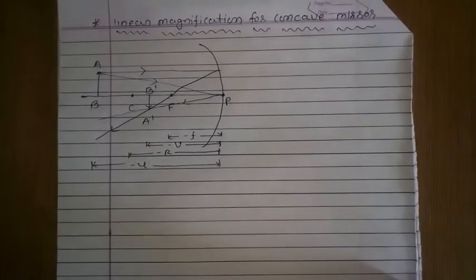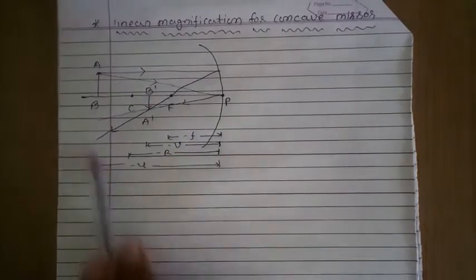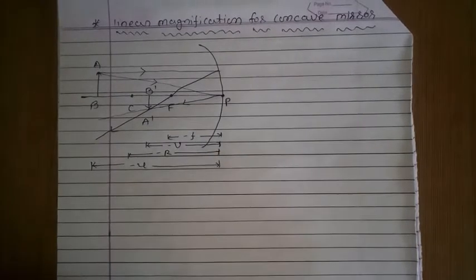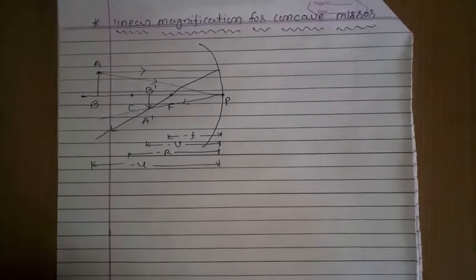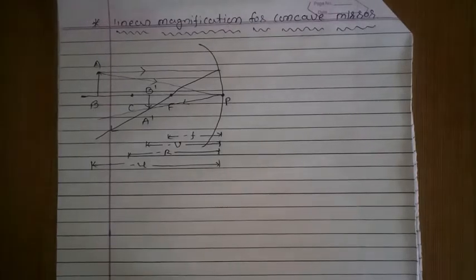Now we discuss linear magnification for concave mirror. See this figure; we have already discussed this figure in the mirror formula. This is the same figure. The question arises in your mind: what is linear magnification? You already studied linear magnification in your standard 10. Linear magnification is the ratio of the height of the image to the height of the object.